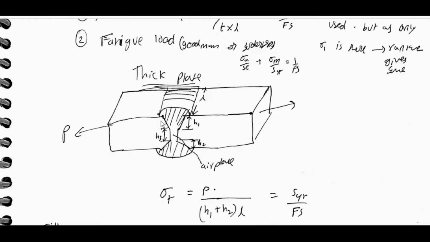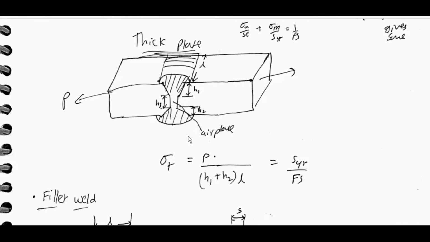Thick plate with H1, H3, H2: sigma T is equal to P by H1 plus H2 into L is equal to SYT by Fs. This H3 will be empty, air place.